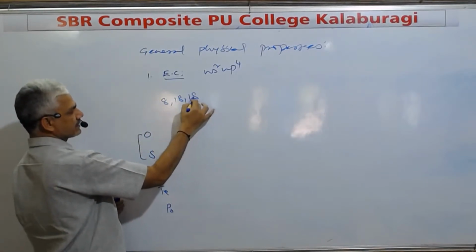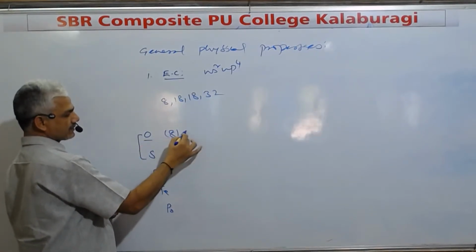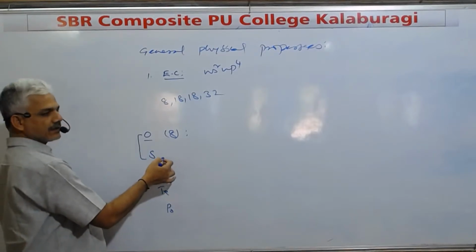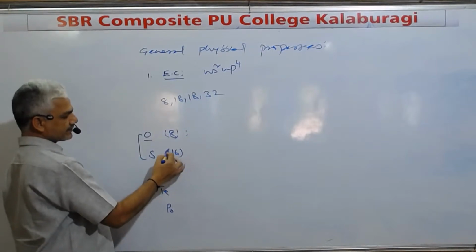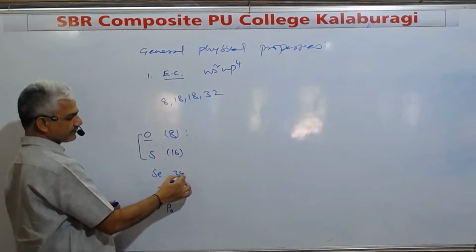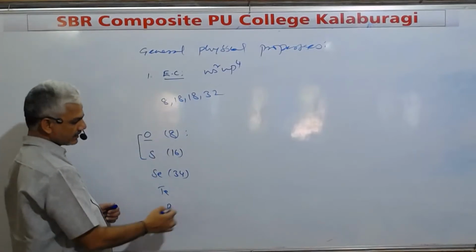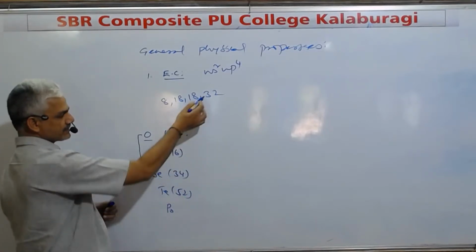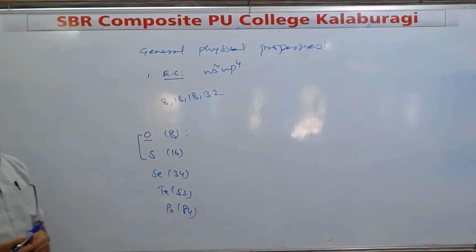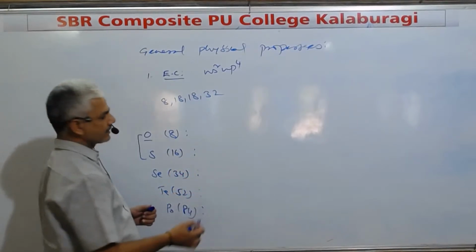So oxygen atomic number, if it is taken as 8, sulfur atomic number will become 16. Selenium will become 16 plus 18, 34. Tellurium will become 34 plus 18, 52. 52 plus 32, that will be the atomic number of polonium. Then easily you can write down the configurations of individual elements.